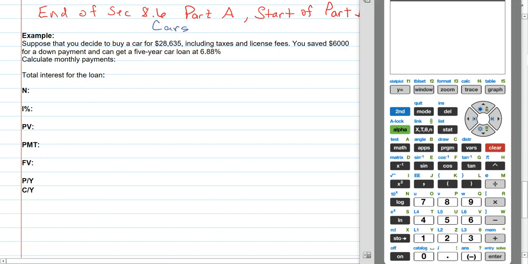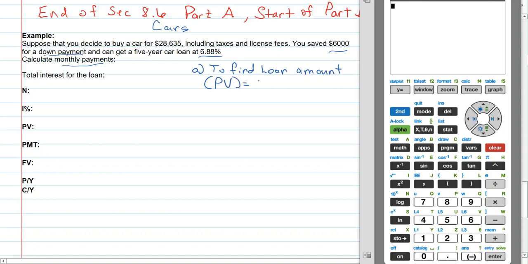Suppose you decide to buy a car for $28,635, including tax and license fee. You save $6,000 for a down payment and a 5-year car loan for 6.88%. Calculate your monthly payments. All right, so here our first step is to find the loan amount, which we know as our present value.